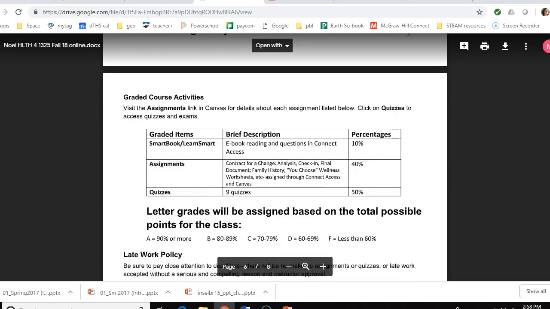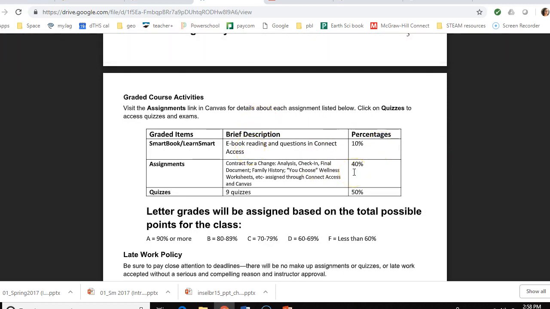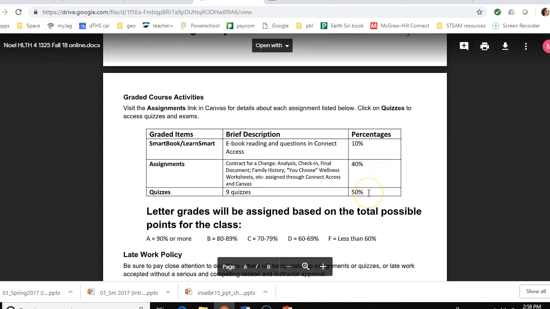Okay, so how is your grade going to be broken down? 10% of your grade is going to be from those e-reading questions. 40% is going to be from any other assignments that we're doing, such as the contracts for change, the wellness worksheets, the videos with questions, etc. And then those 9 quizzes will be 50% of your grade.